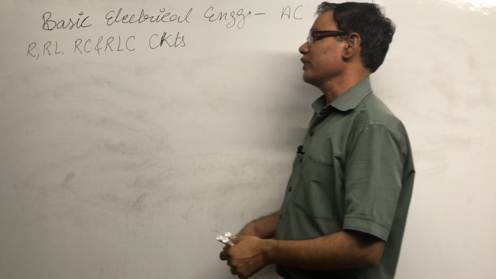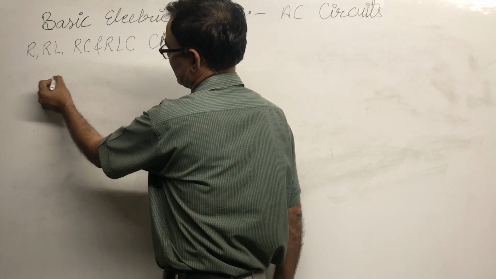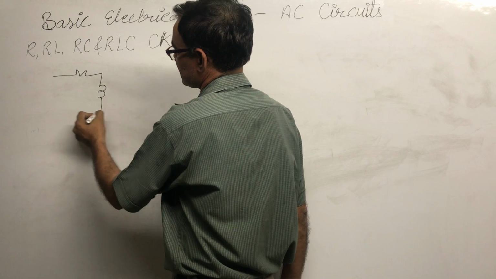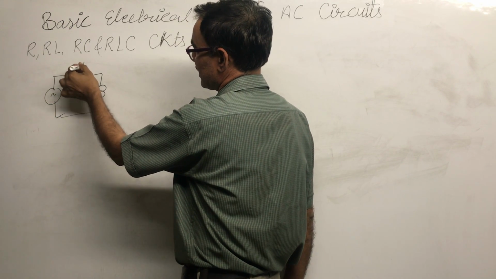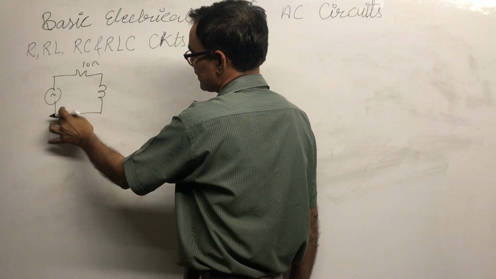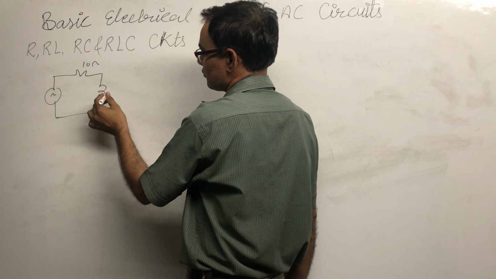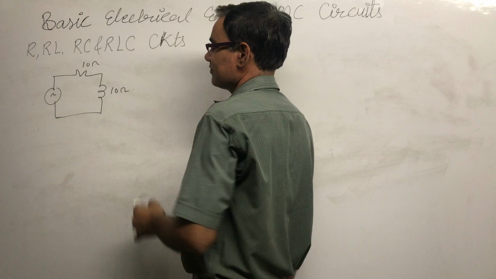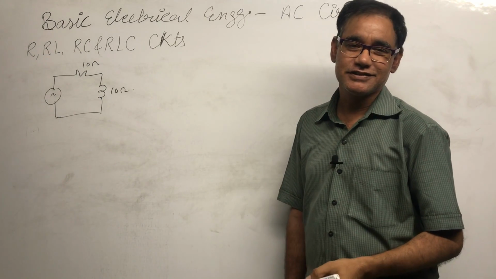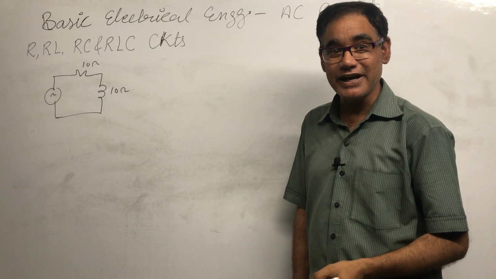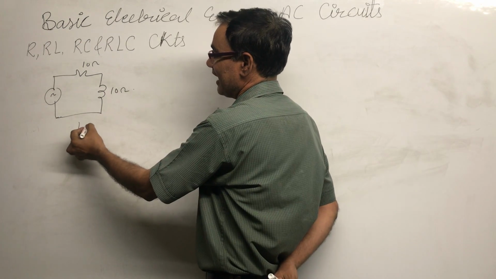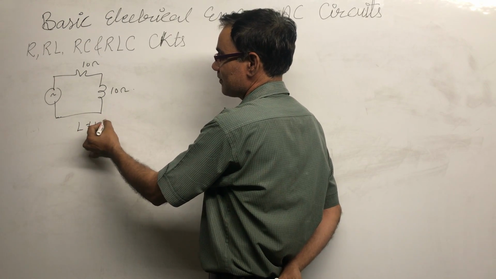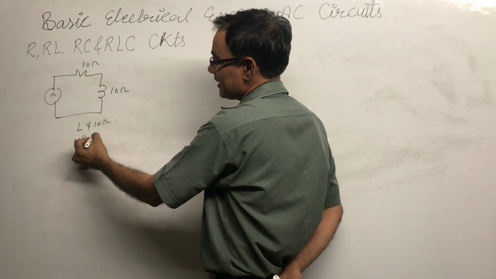So first we are taking an RL circuit. This is the resistance, this is the inductance. The value of resistance is 10 ohm, and the inductive reactance is 10 ohm. Inductance is not 10 ohm; omega L is given, that is 10 ohm.